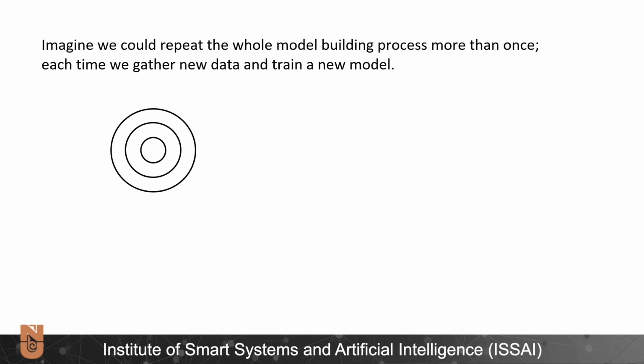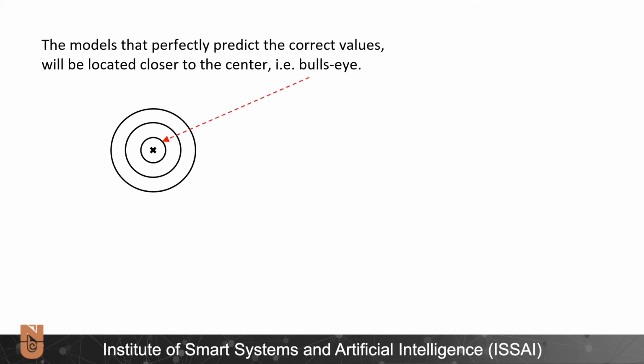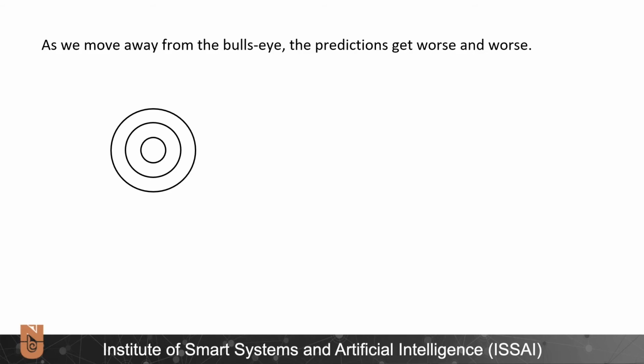Imagine we could repeat the whole model building process more than once. Each time we gather new data and train a new model. Due to the randomness in the underlying data sets, the resulting models will have different predictions. The models that perfectly predict the correct values will be located closer to the center, or bull's eye. As we move away from the bull's eye, the predictions get worse and worse.